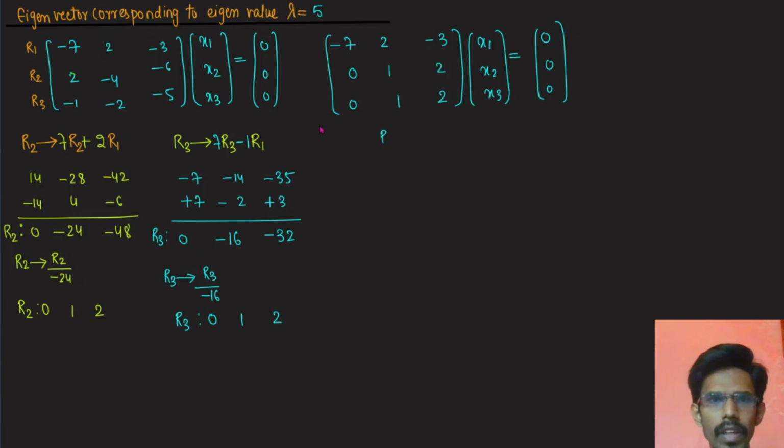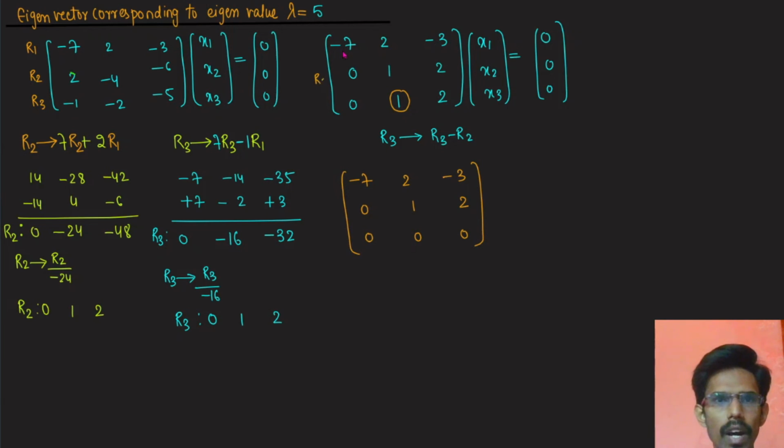Now again, if I subtract this R3 as R3 minus R2, I want this element to be 0. So if I subtract, then I'll have minus 7, 2, minus 3, then I have 0, 1, 2, 0, 0, 0. These two rows R2 and R3 are same. Next we have x1, x2, x3 equal to 0, 0, 0.